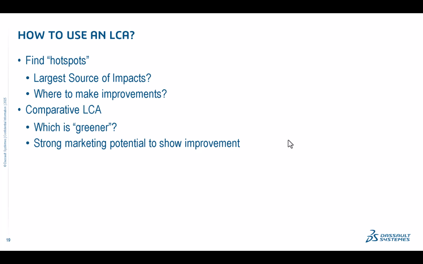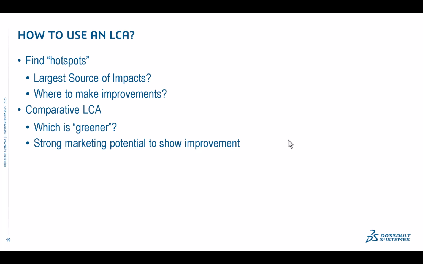Now that we understand the environmental impact categories, we should answer the question how you use a life cycle assessment. There's two common uses. First is to find hotspots within your product, process, or service. You use the LCA to identify the largest sources of environmental impacts, which should guide your decision-making in determining where to make improvements to your product, process, or service.